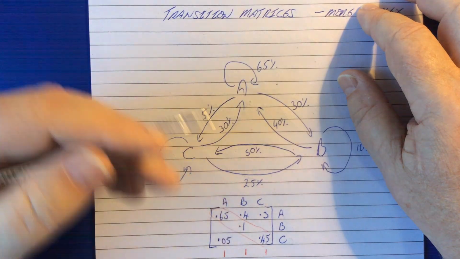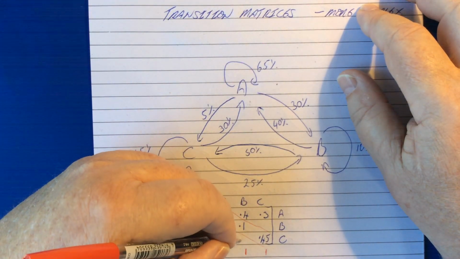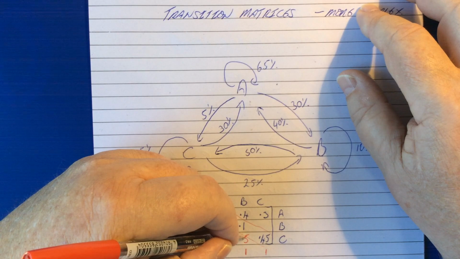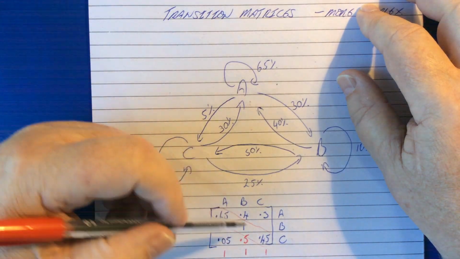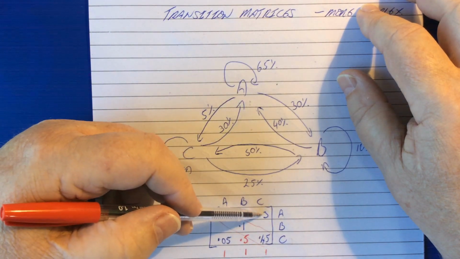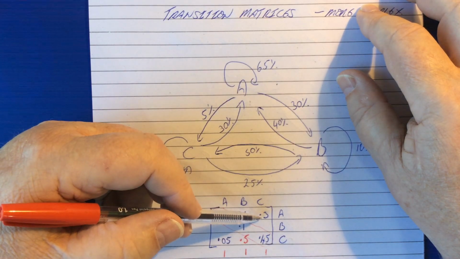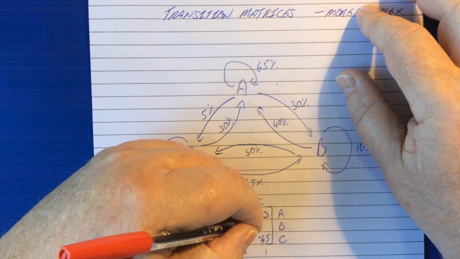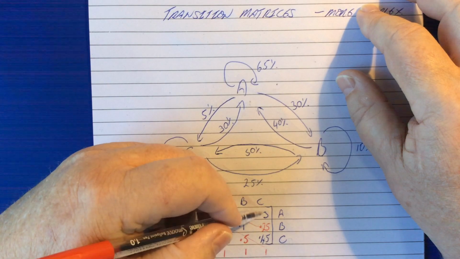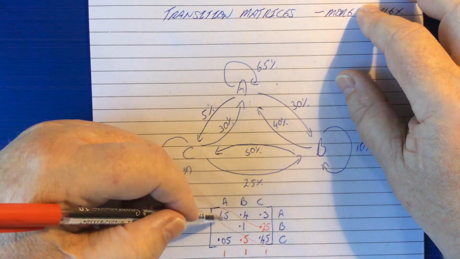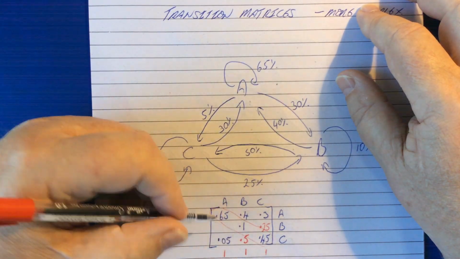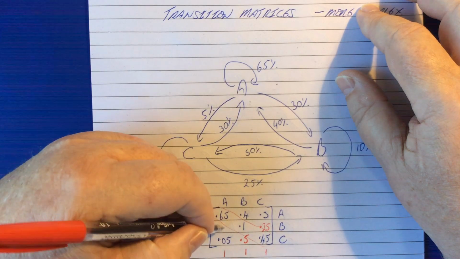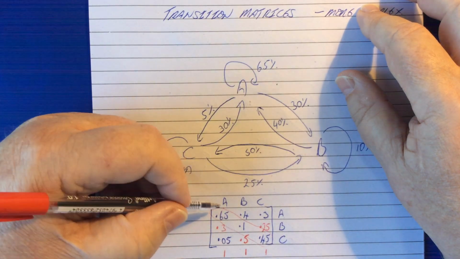0.4 and 0.1 equal 0.5, so the missing number here is 0.5. 0.3 and 0.45 add to 0.75, so the missing number here is 0.25. That will add to 1. 0.65 and 0.05 add to 0.7, so the missing number here is 0.3.